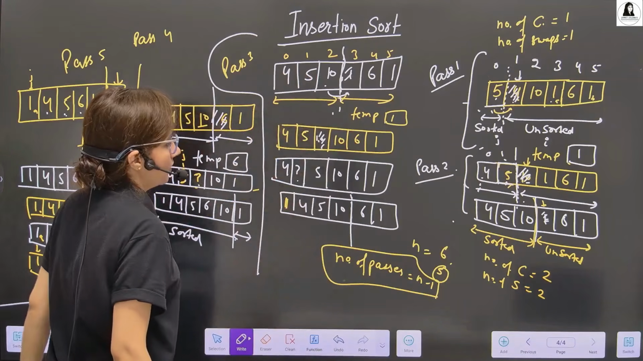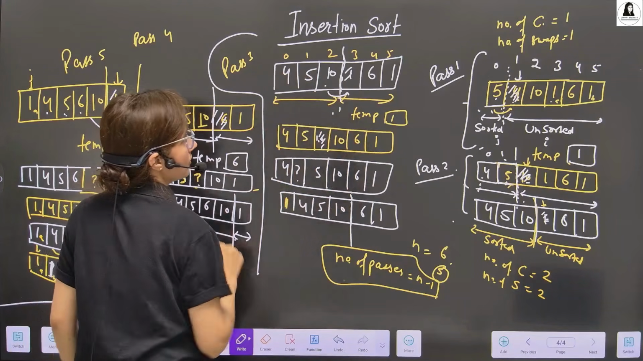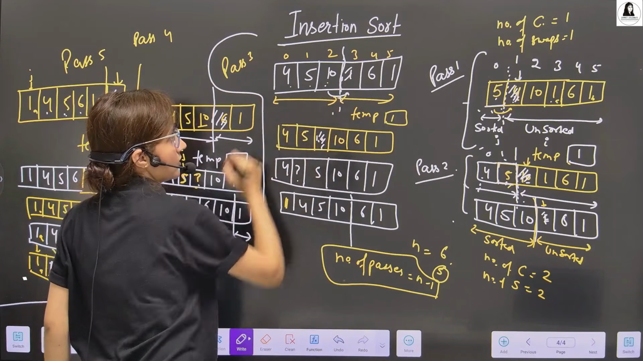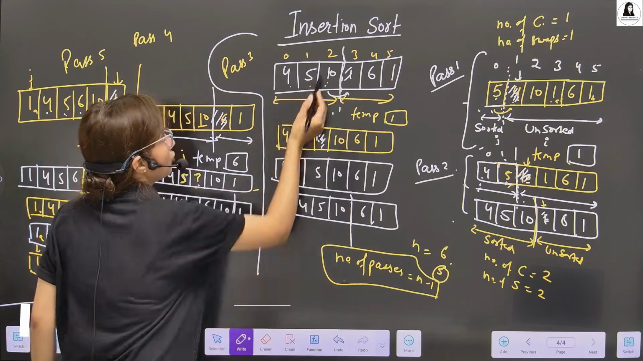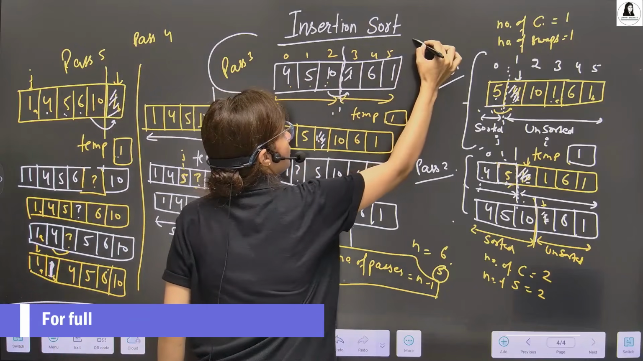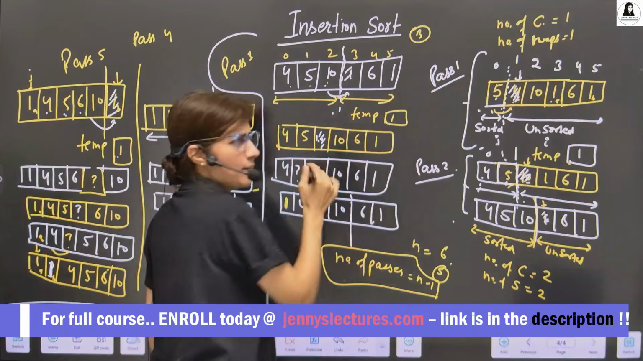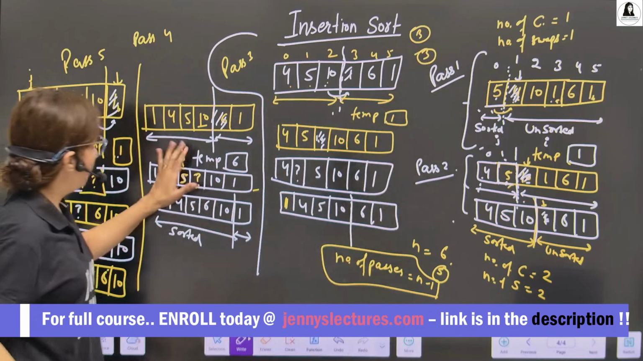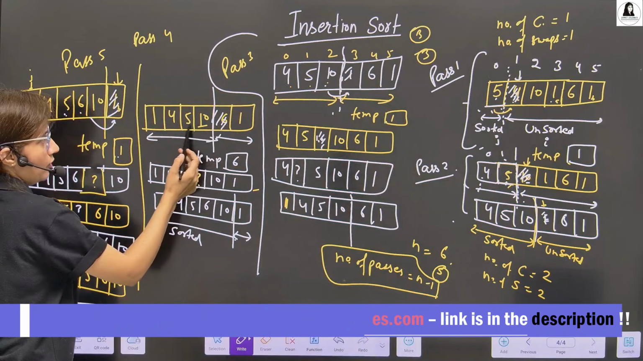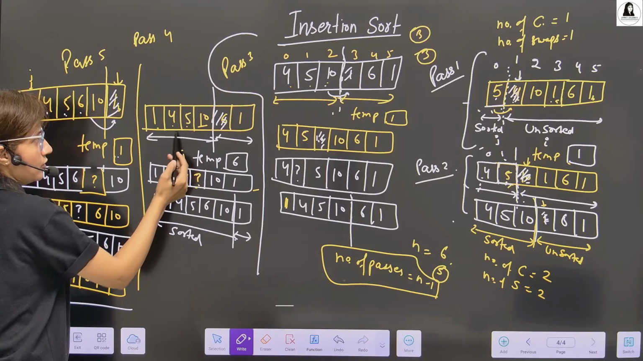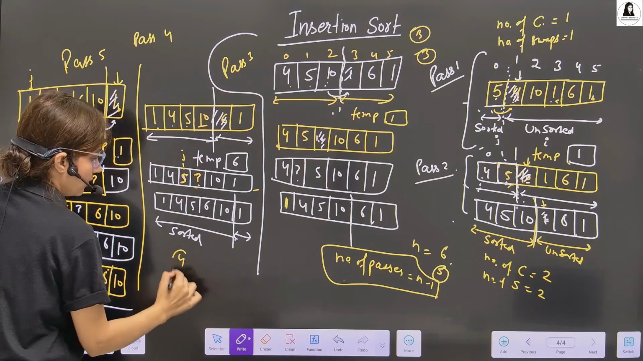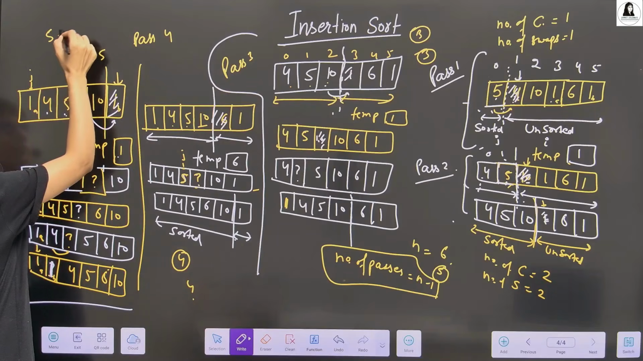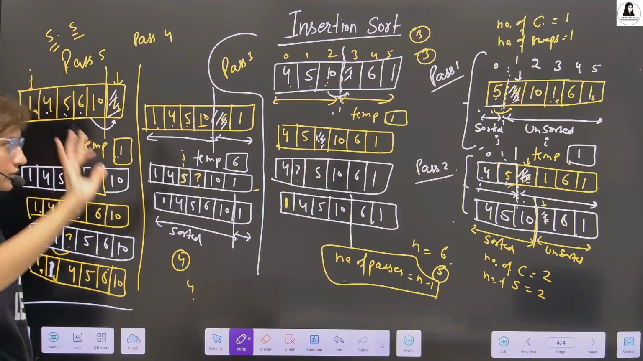In pass 3, how many comparisons? In pass 3, we take 1, we compare with this. 3 comparisons. So in pass 3, I can write here number of comparisons 3. Number of swaps would be in worst case 3. In pass 4, number of comparisons 1, 2, 3, 4. We compare with this at worst case. So 4. Number of swaps are also 4. In this, number of comparisons 5. Number of swaps also 5 in worst case.